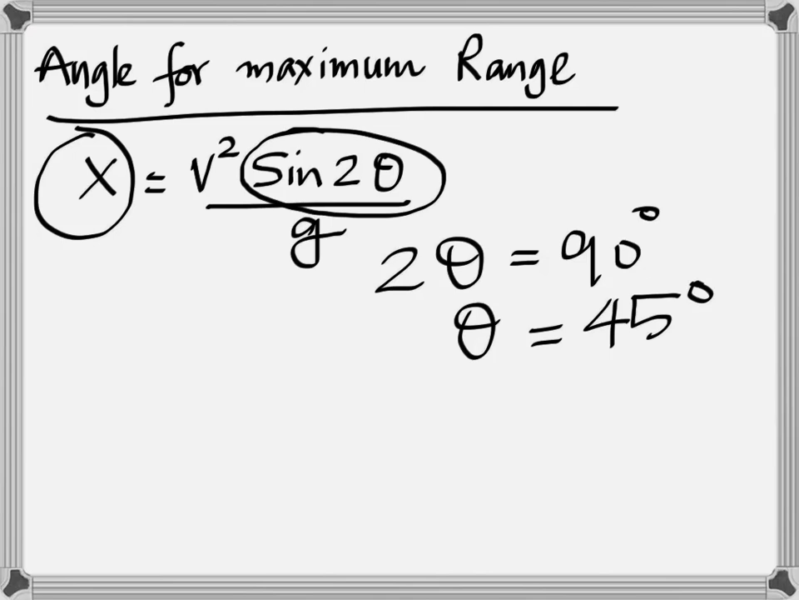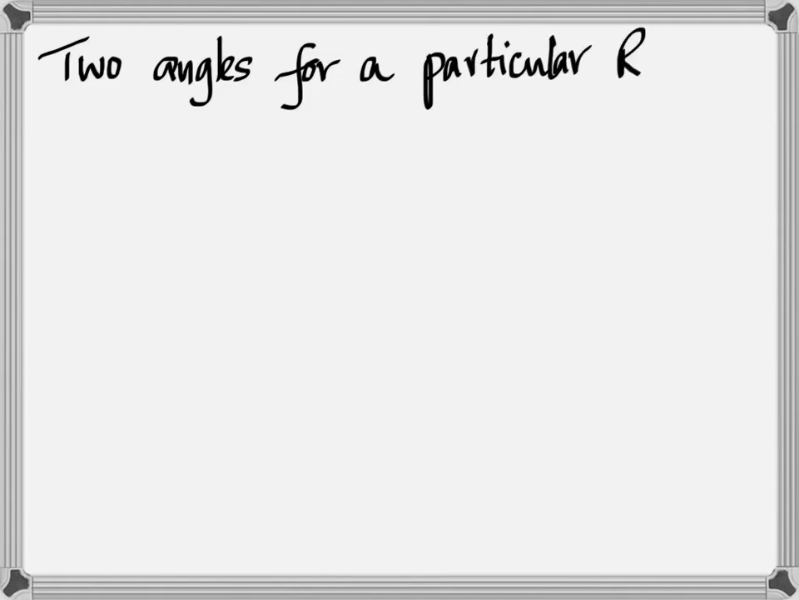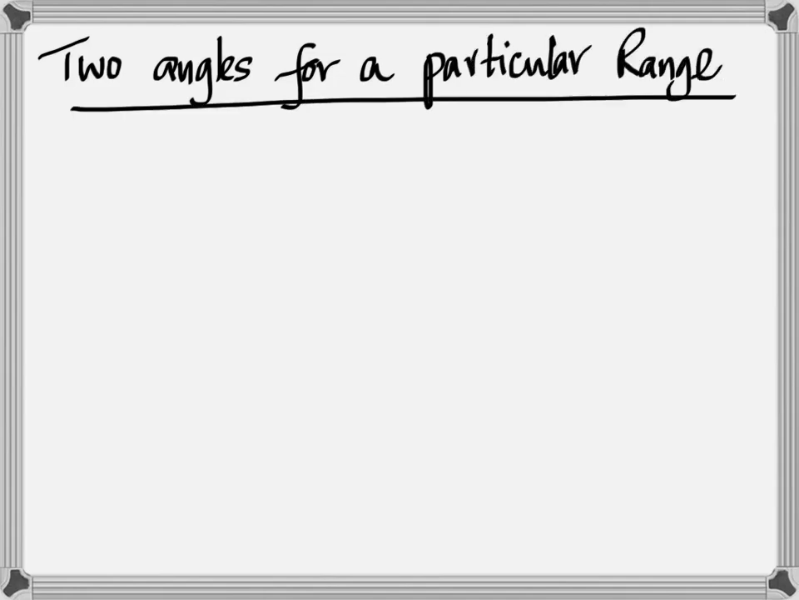Next, I'm going to show that there are 2 angles to obtain a certain horizontal distance. And they're called complementary angles. What do you mean by complementary angles? You add them up, you get 90 degrees. So you will get the same range for 20 degrees and for 70. 20 and 70. 30 and 60. 45 and... Oh, that's a special angle. You get maximum for that, and that's the only angle, right? Okay, how do you prove it mathematically?